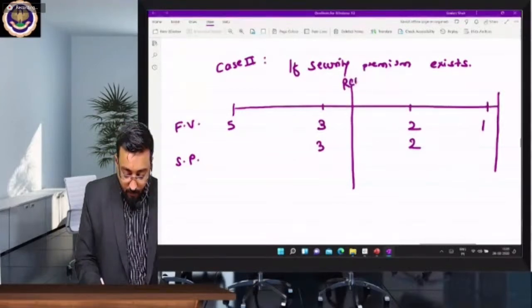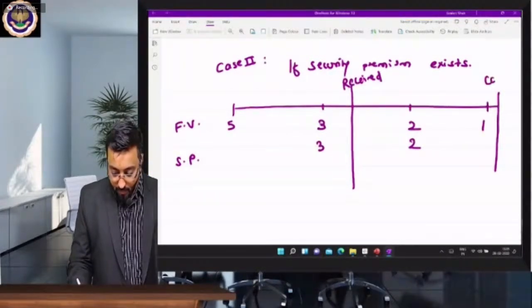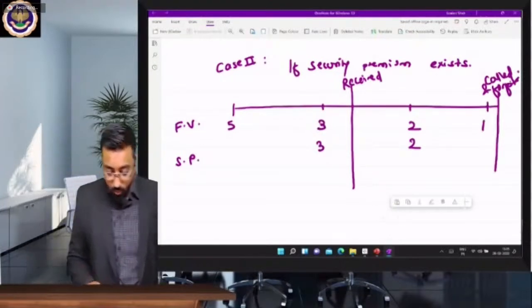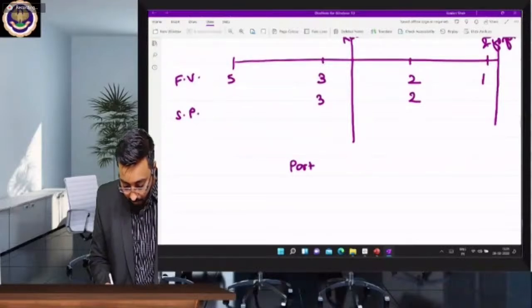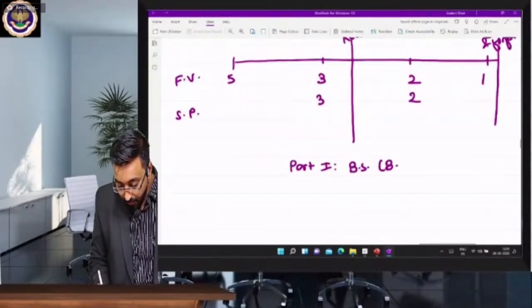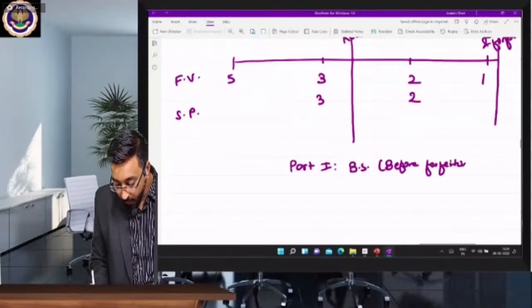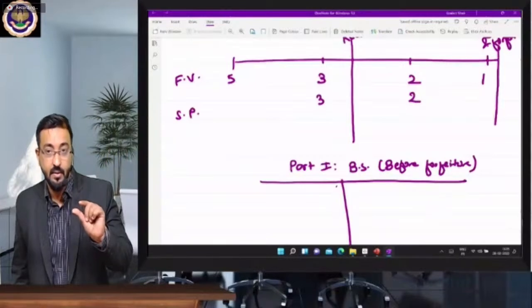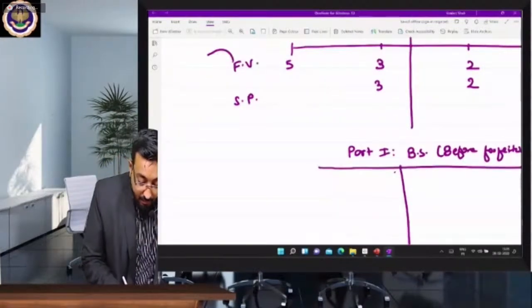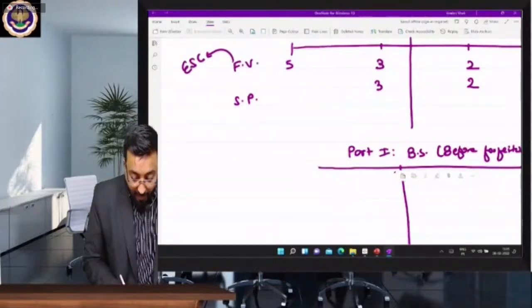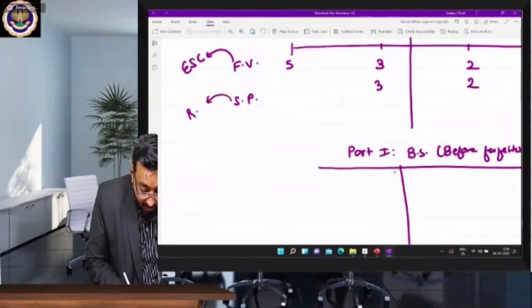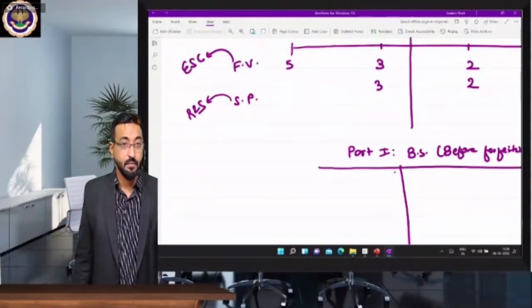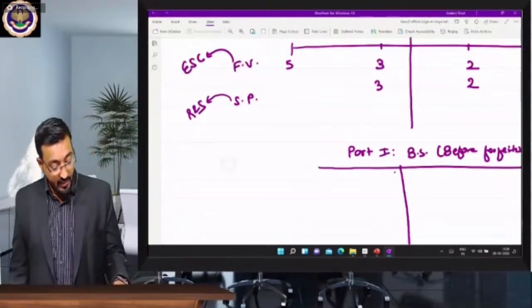First line is received, called and forfeited. Part 1: balance sheet before forfeiture. I already explained the concept: face value will be shown under the head equity share capital, and security premium will be recorded separately under the head reserves and surplus.